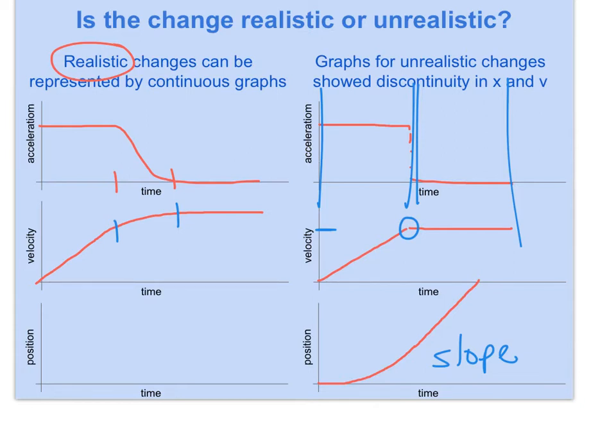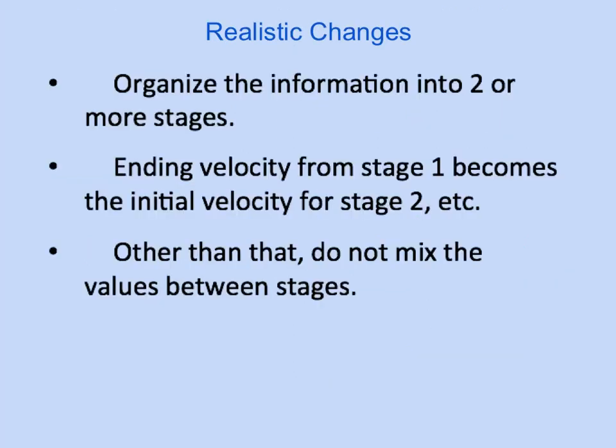All right, let's take a look at some basic strategies here. One thing you'll see me do in the example is organize the information into a chart. That helps me make sure that I don't mix any of the values between the stages. The only connection between one stage and the next is going to have to do with the ending velocity of one stage being used as the initial velocity for the next stage.